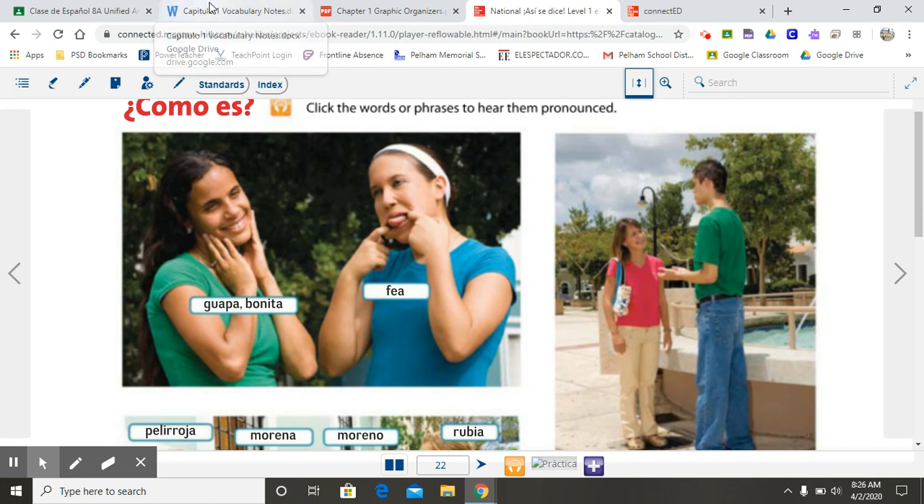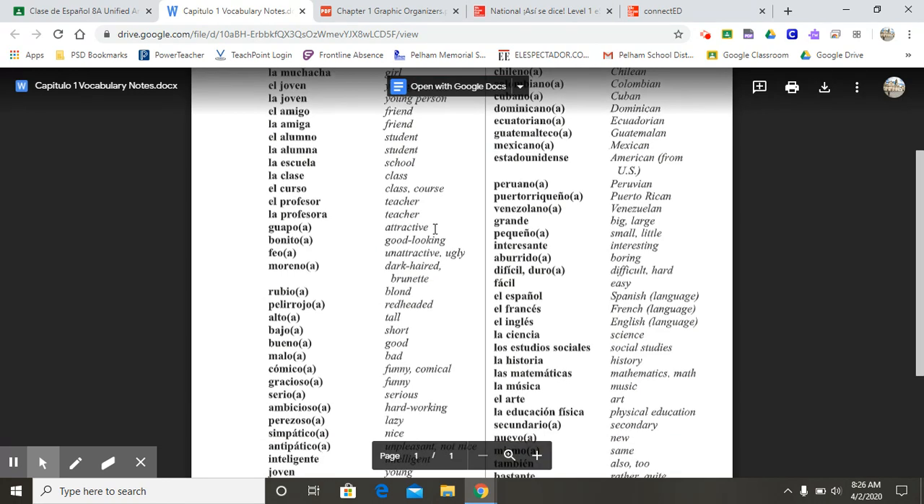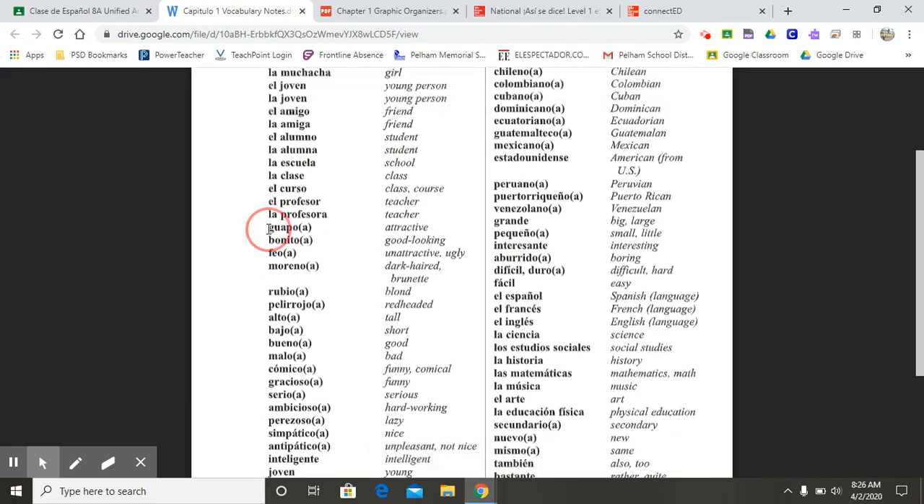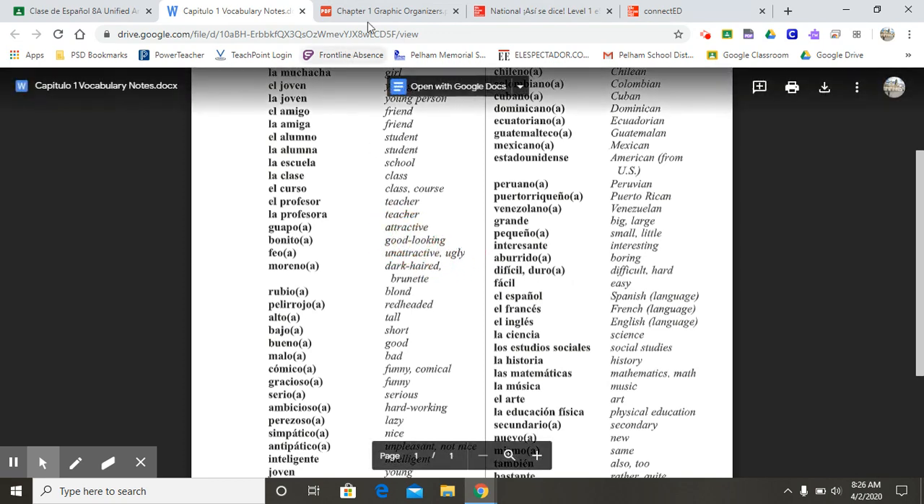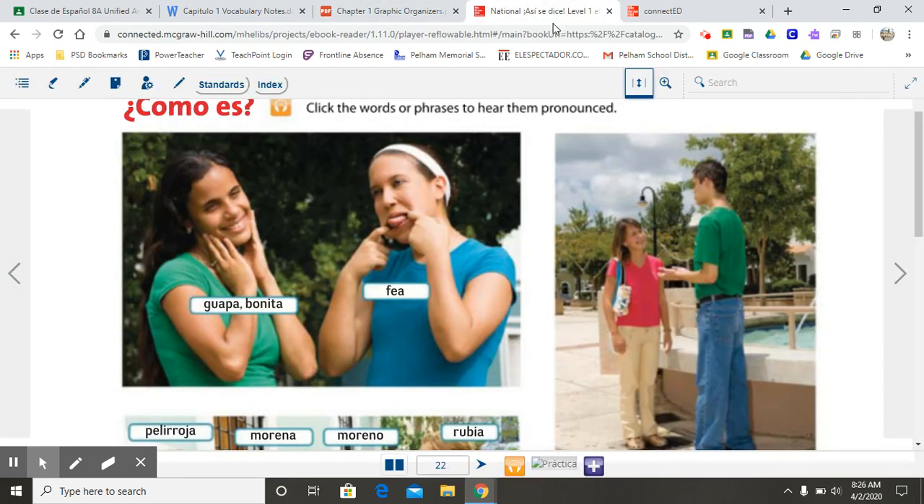You'll notice that as we go along the vocabulary notes, they're going to be there. All right? So as you can see, here's bonito and guapo and feo. So you can follow along with this. I might say different words that are written here, but that's okay because they're very similar. So the first one that I want us to practice is how to say pretty in Spanish.